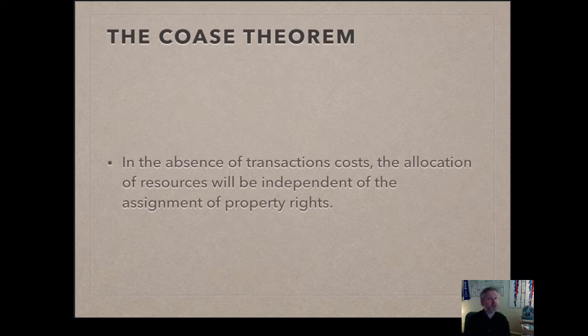So in the absence of those sorts of transactions costs, the allocation of resources, so who ends up with what at the end, is independent of the assignment of property rights, meaning that it doesn't really matter at the end of the day who owns the thing at the beginning, because as long as we can bargain, the end result will be the same. And it's kind of a counterintuitive sort of result.